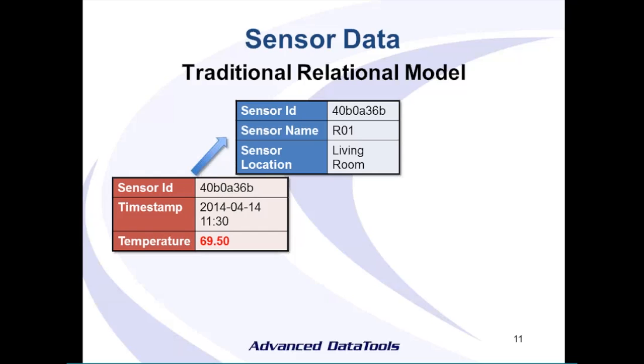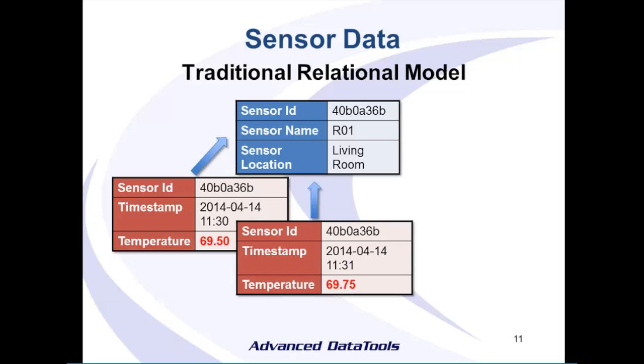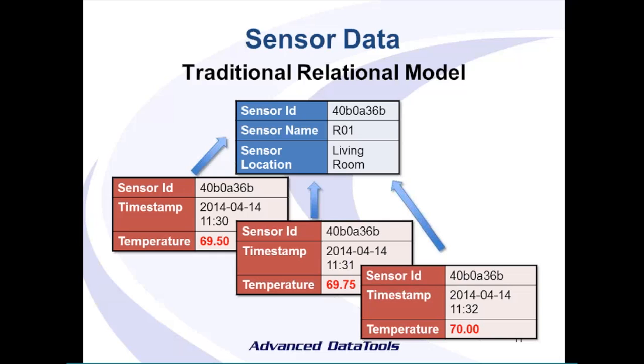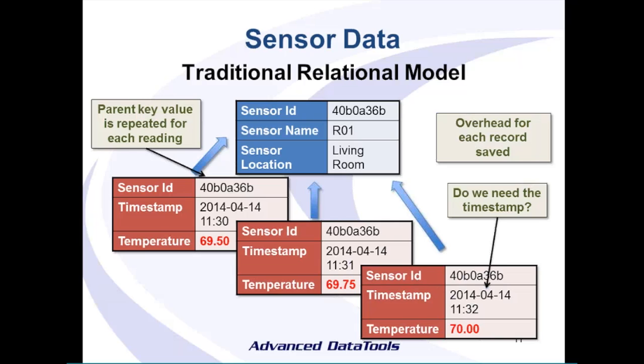Now we get another data point a minute later. Okay, so we have another record, a whole new record inserted into our child table with the same foreign key, with the timestamp, which in our case is a minute later, and our new temperature reading. And we get another reading, same thing. We've got a foreign key, we've got a timestamp, and our temperature value. Okay, so each of these records has to have that foreign key, and it's always the same because we're pointing back to the same parent record.